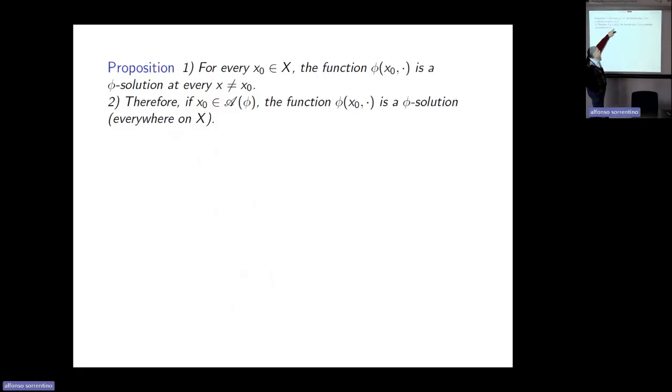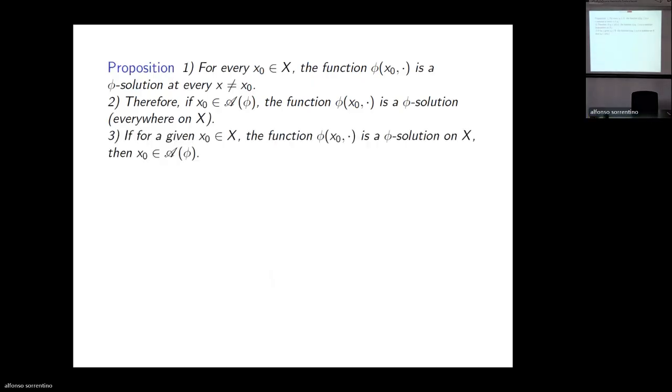Now, for every x0 in x, the function is a phi solution at every x different from x0. Therefore, if x0 is in the Aubry set, phi x0 dot is a phi solution because it's automatically a solution at x0, and the first fact shows you that it's a solution away from x0. And for a given x0 in x, if the function phi x0 dot is a phi solution on x, then x0 is in the Aubry set. So in fact, the Aubry set is the set of points x such that phi x dot is a phi solution.